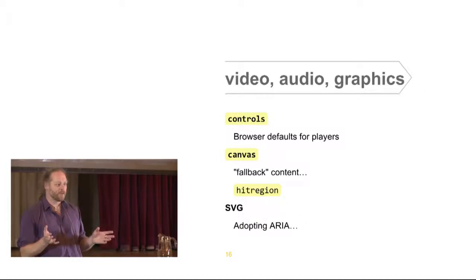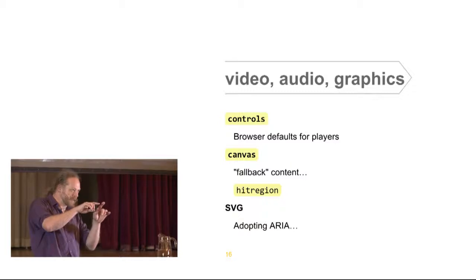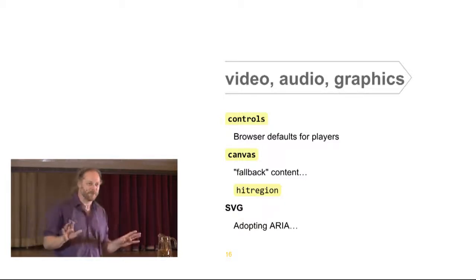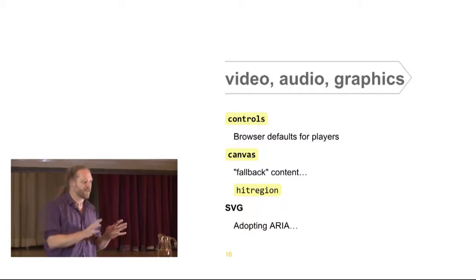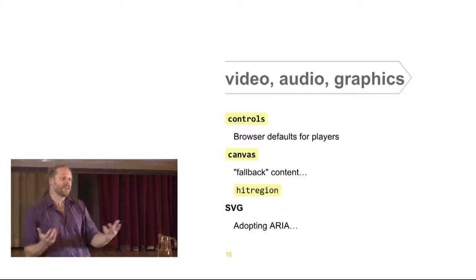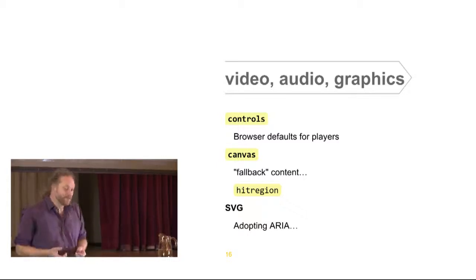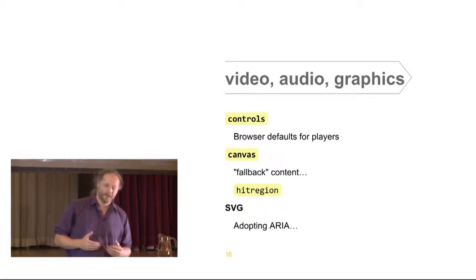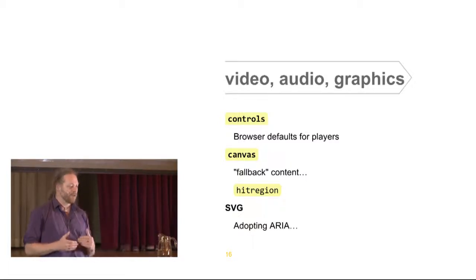Does anyone know what hit regions do in Canvas? It's like you describe a region of the canvas and you can detect when someone's clicked on that region. Totally different from image maps. So it starts with H instead of I. It's slightly different, but really, we're learning that we weren't always stupid, among other things. And we're learning from some of the things that we did get wrong as well.